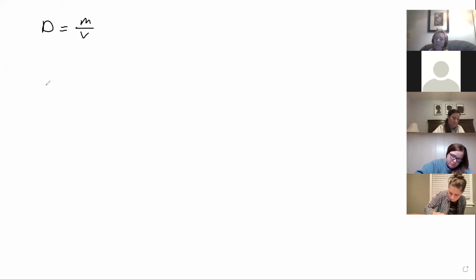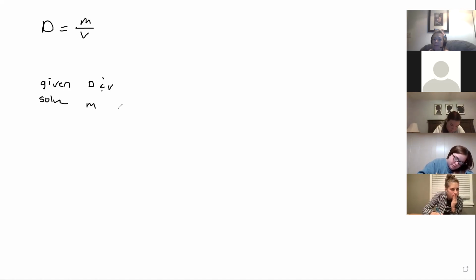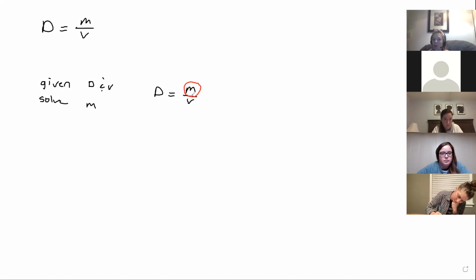But let's say you're given density and volume, and I want you to solve for mass. Okay, so my initial equation is density equals mass over volume. If I want to get mass by itself, I need to get rid of the other stuff that's on this side. What is on this side with the mass? It's this volume thing. Well, what is our volume doing? It's sitting below a fraction bar, meaning it's acting as a divisor. So in order to get rid of it, I need to multiply by volume.